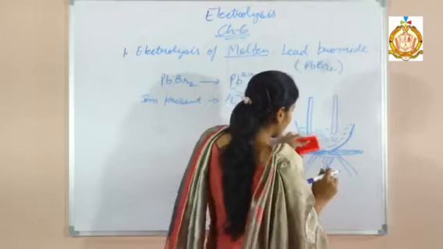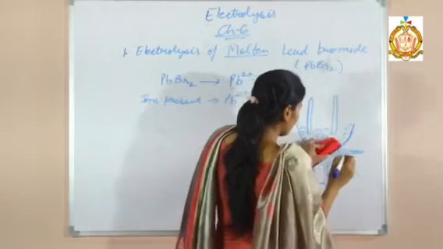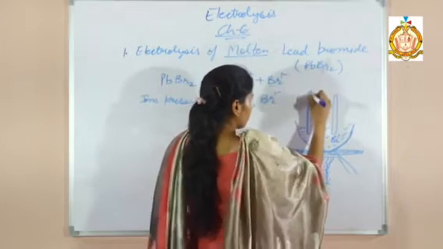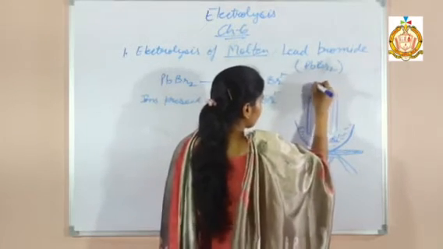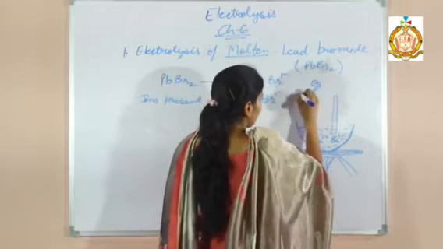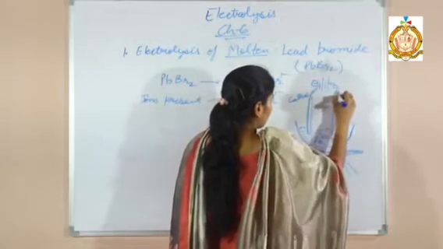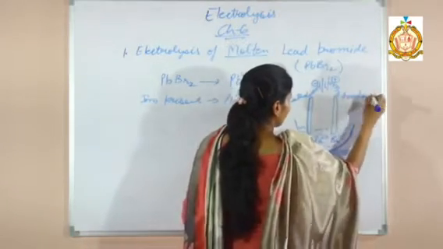So which ions are present here? Pb 2 positive and Br 1 negative. The graphite electrode which is attached to the negative terminal of the battery is called cathode, and which is attached to the positive terminal of the battery is called anode.